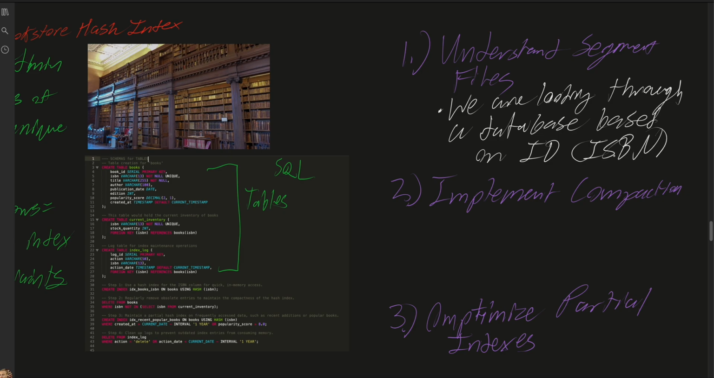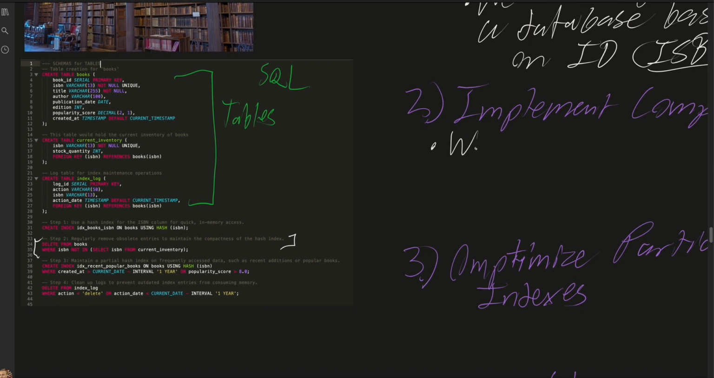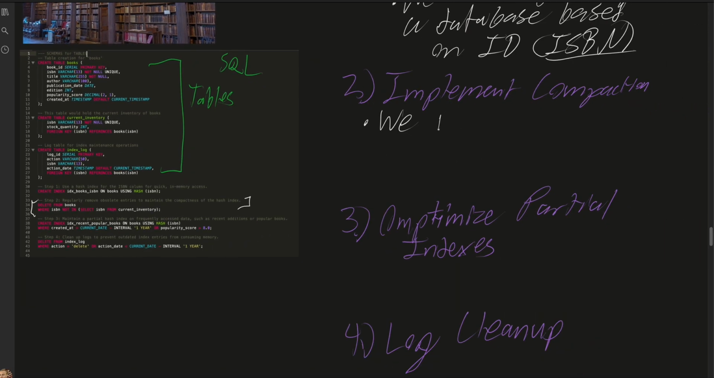Then whenever we implement compaction, indicated in step 2, let me just zoom in a little bit over here. That means we are deleting books from the table, books that we have up here, where the ISBN is not in, and then we select the ISBN from the current inventory. It's pretty self-explanatory. And we regularly remove obsolete entries to maintain compactness.